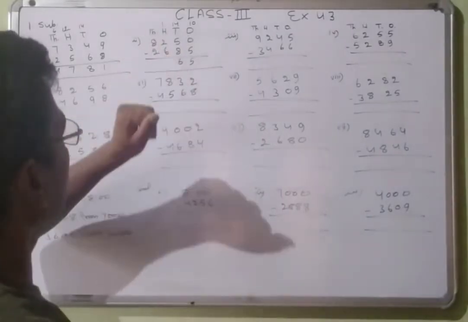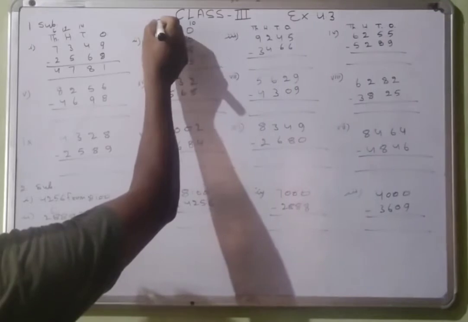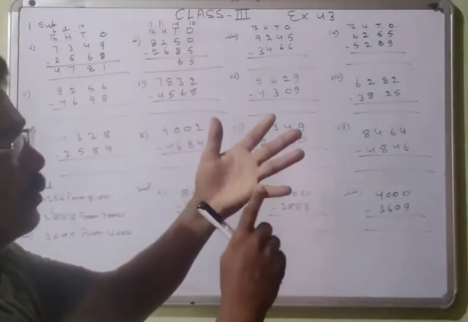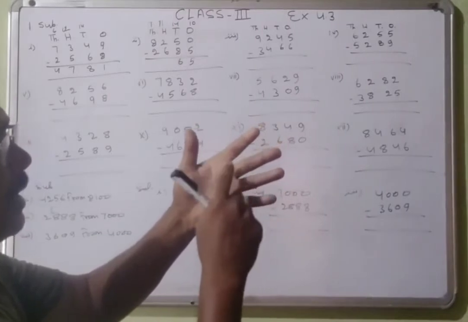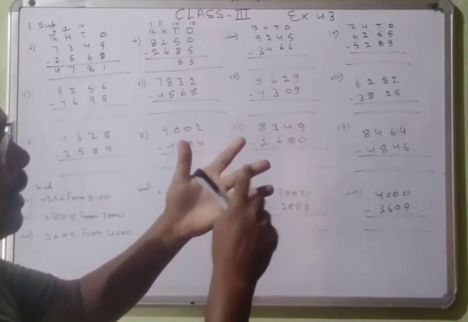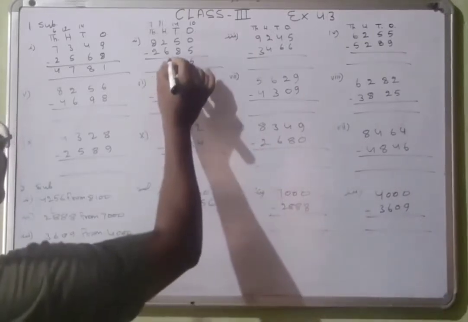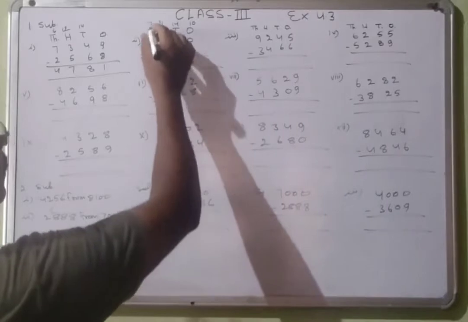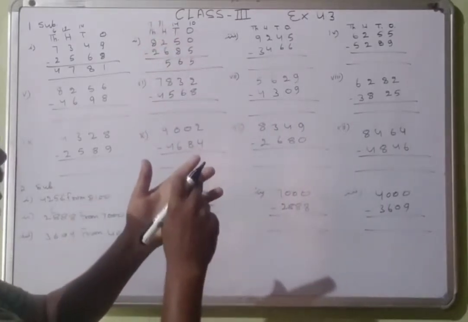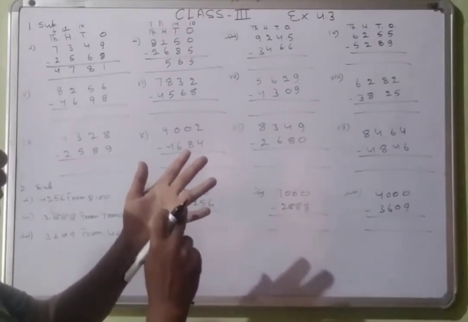Now 1 less 6 is not possible. So we will take the carry from here. So this will be 7, or this will be 11. Now 11 less 6. 1, 2, 3, 4, 5, 6, 7, 8, 9, 10, 11. Less 6. 1, 2, 3, 4, 5, 6. Left 5. Now 7 less 2. 1, 2, 3, 4, 5, 6, 7. Less 2. Then left 5.